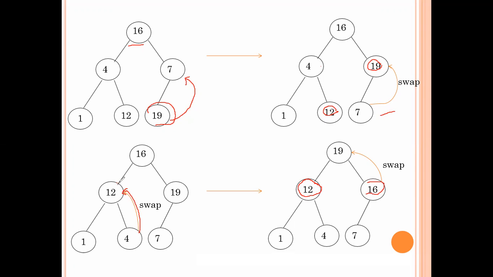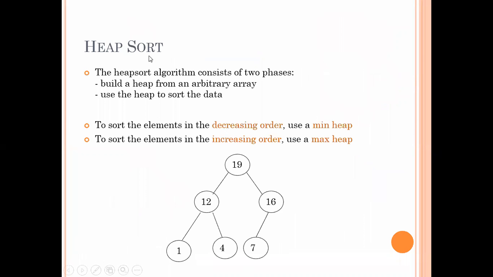Now in this case, the root node of that tree has 16, which is smaller than 19, so we need to swap. So again we swap: 19 is here and 16 is here. Okay, so according to that we have created it. Fine. So the next step will be heap sort.